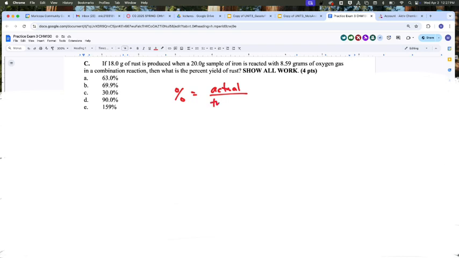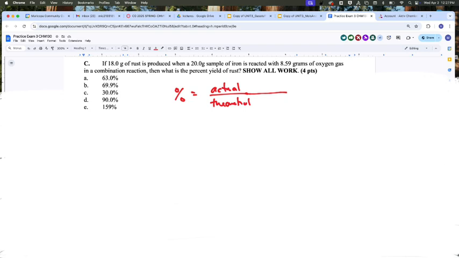Our actual over our theoretical times 100%. Do we know either of those numbers? Actually, let's backtrack a little bit on this. Let's get a little bit more specific on what we've written here, because they're actually not asking just for blanket percent yield.